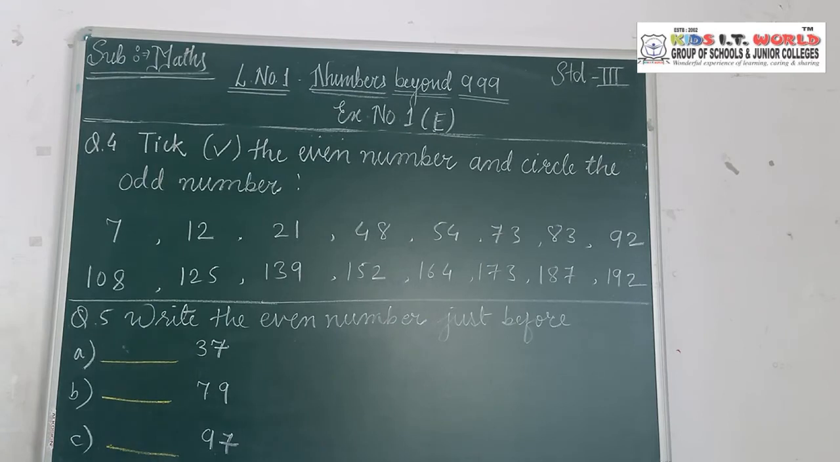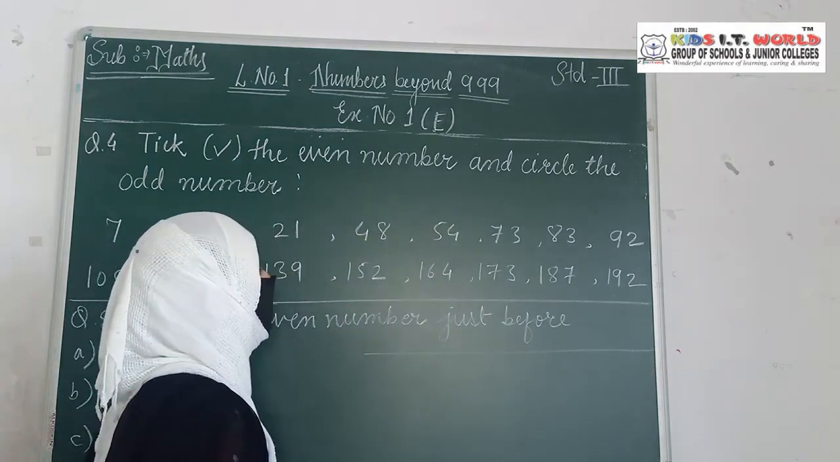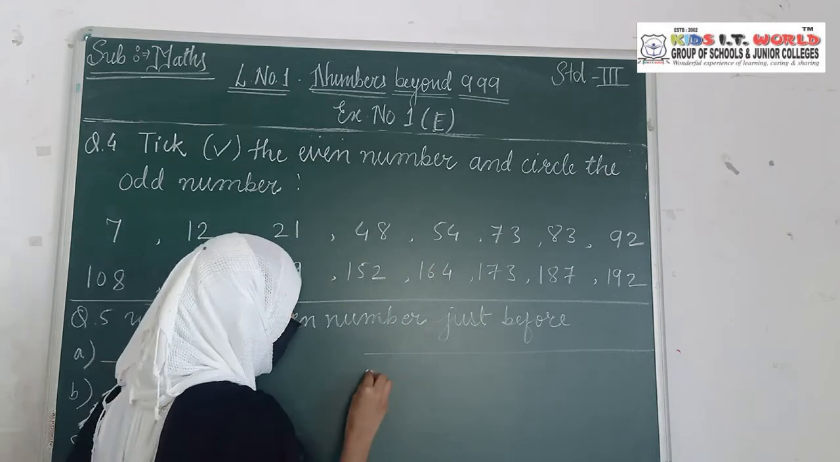Now here the question number 4. Tick mark the even number and circle the odd number. See what is this even number and what is the odd number. You may have learned about it in the previous class. So let's see the example. Here I am just explaining what is an even number and what is an odd number.